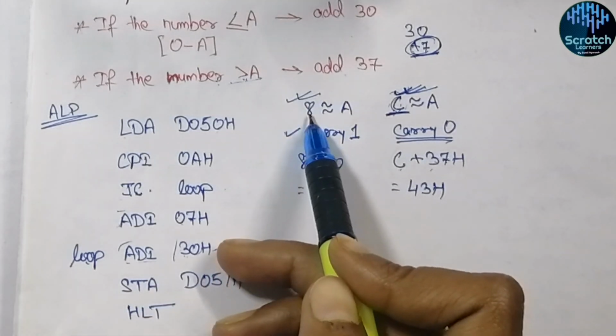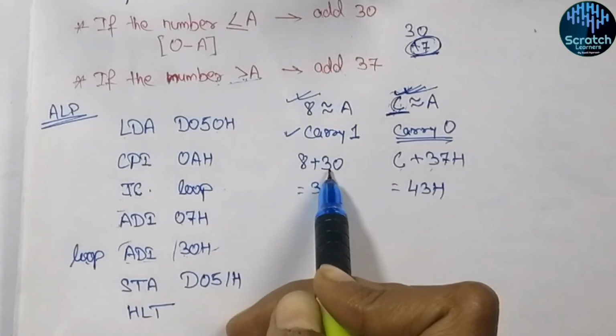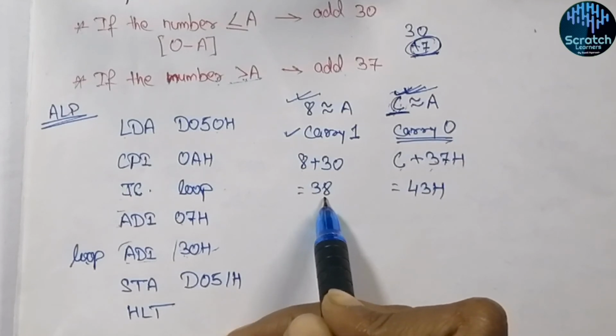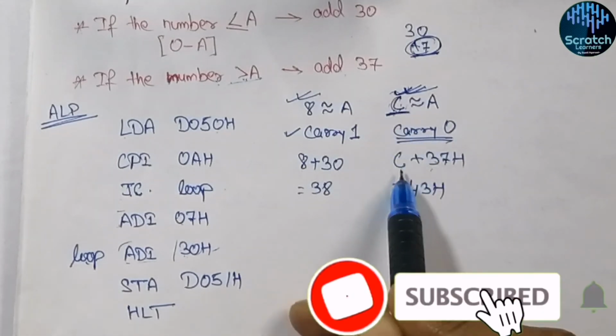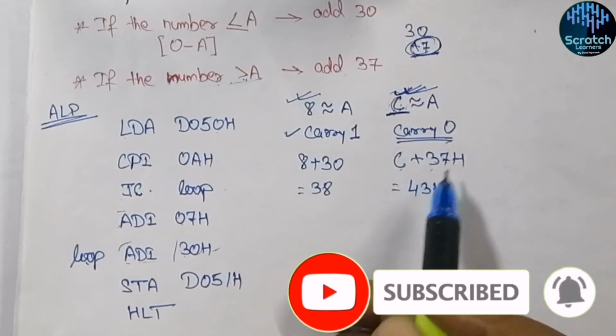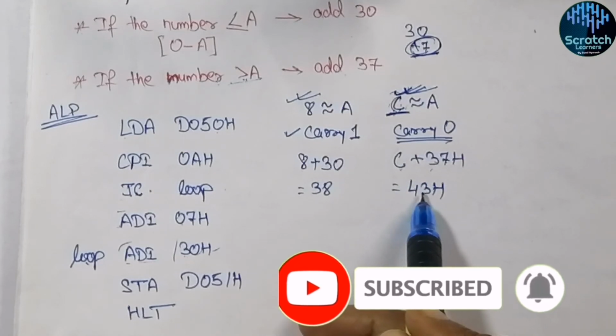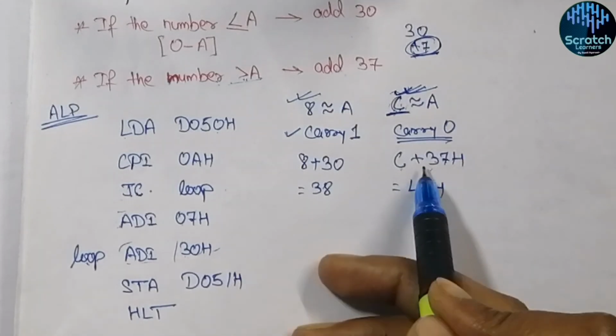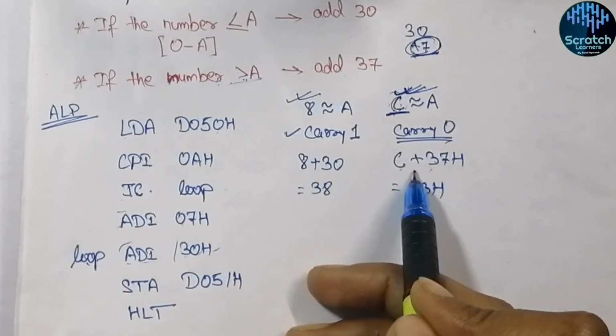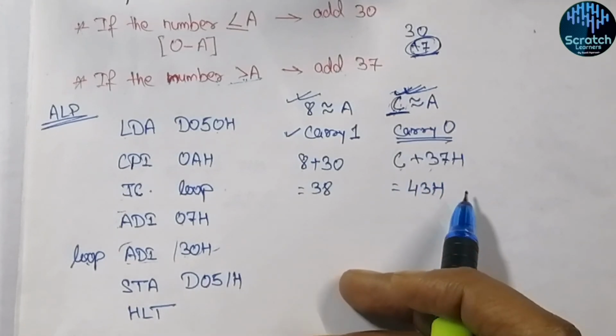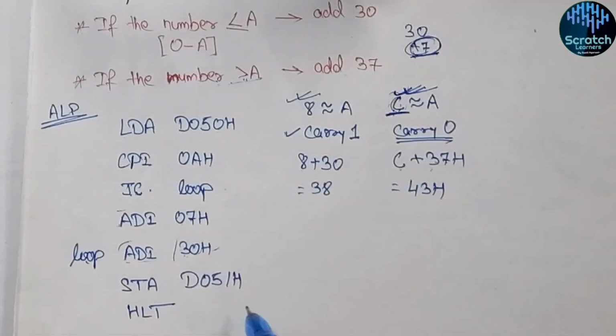So the ASCII code of 8 will be 8 plus 30 is equal to 38, and the ASCII code of C will be C plus 37 is equal to 43 hex. Okay. If you add both of this data, then you will get 43 as the answer. So this is the ALP for binary to ASCII code conversion.